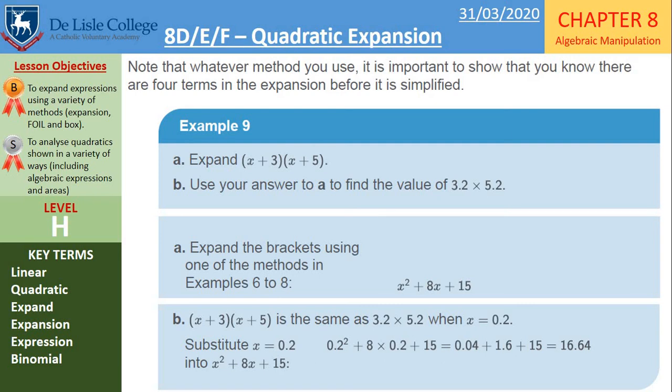Now this can be calculated in your head. You don't need to use a written method or a calculator. So we'll have 0.04 plus 1.6 plus 15. And that gets us 16.64. And that is the answer to 3.2 times 5.2 using that expansion.